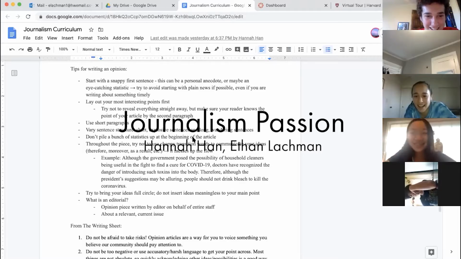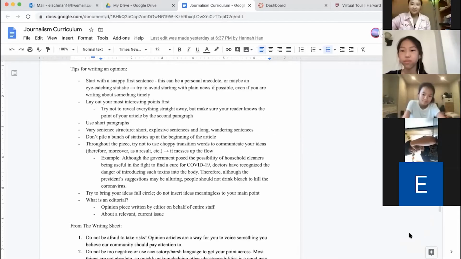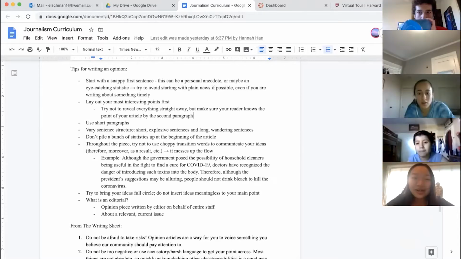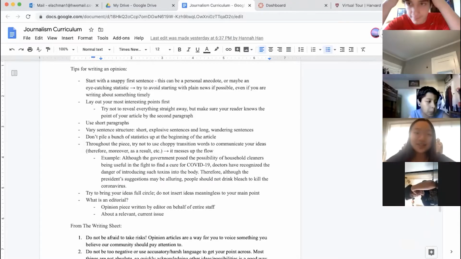Today we're talking about opinion writing. So, when you're approaching writing an opinion piece, there are a couple of things that you want to think about, as always. Like with the feature or the A&E piece or the food review or really anything you're doing, you want to start with a cool first sentence to draw your reader in.